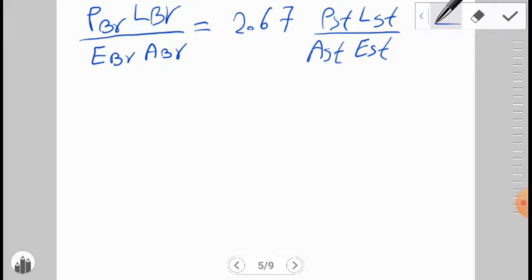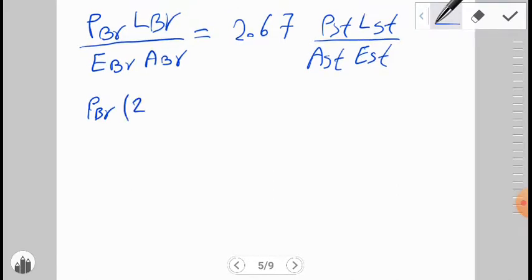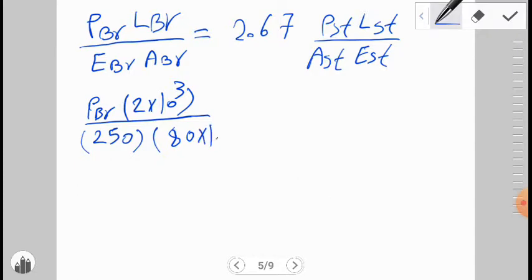P bronze and P steel are unknown. That's why we can write here P bronze. L bronze is equal to 2 meters. We convert to millimeter, divided by A bronze, which is 250 based on the question data, and E bronze is 80 gigapascal. We convert to megapascal, 80, is equal to 2.67. P steel is unknown.